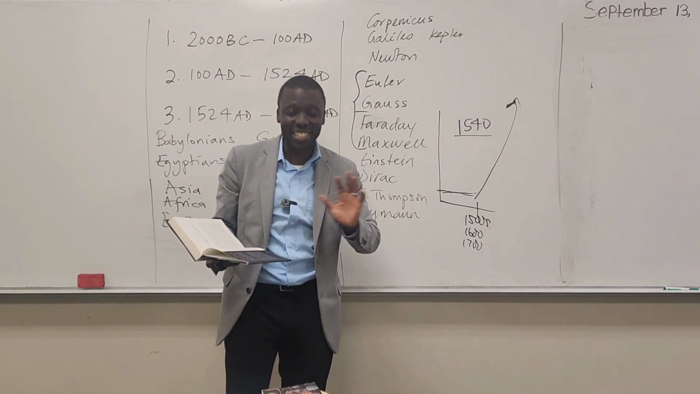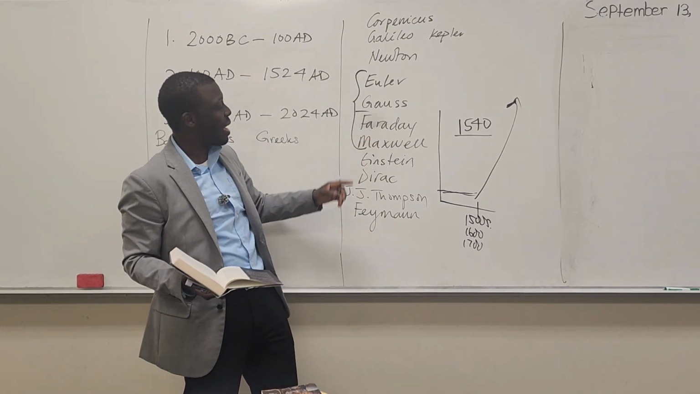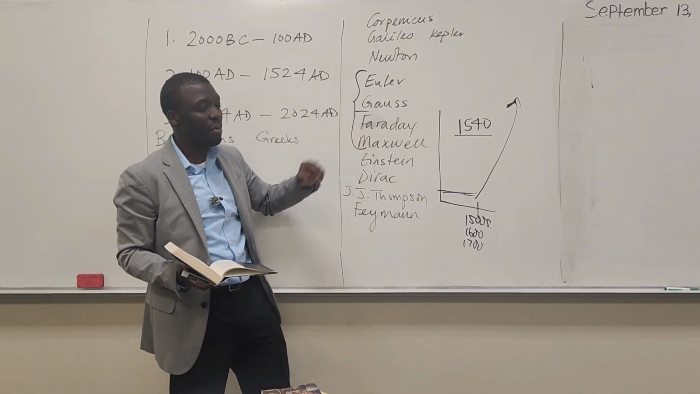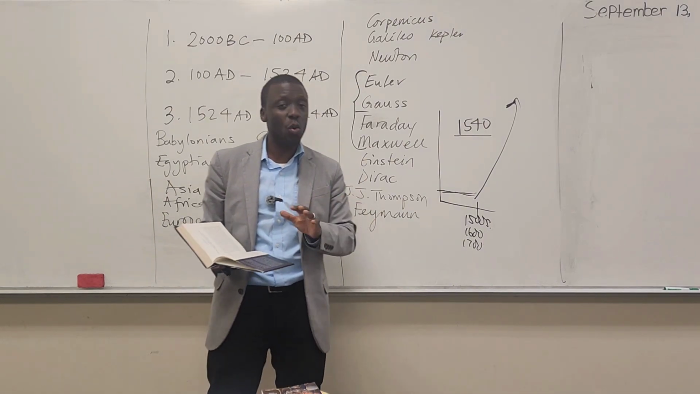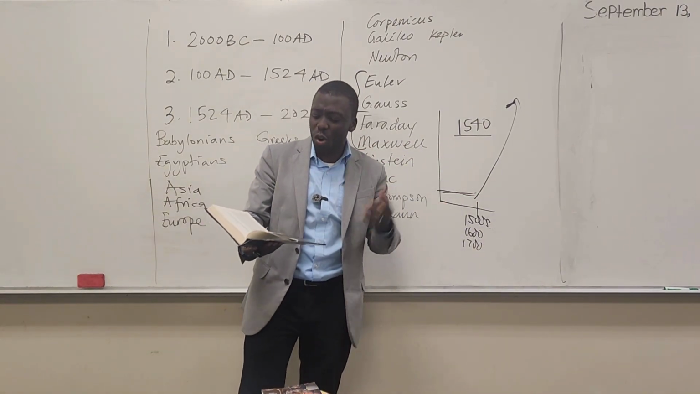Let me not get excited and get ahead of myself. But these guys were really cool. Euler comes in 1707. Faraday comes in 1791. Maxwell comes in 1831. We're not talking about them yet. We're still in the 1500s. So what is going on in the 1500s?